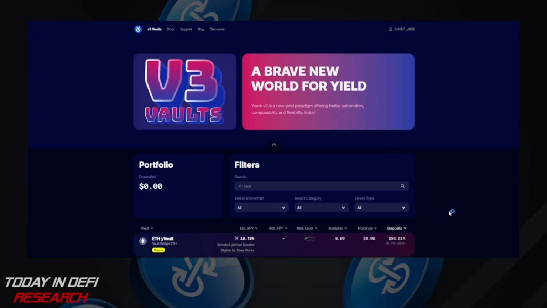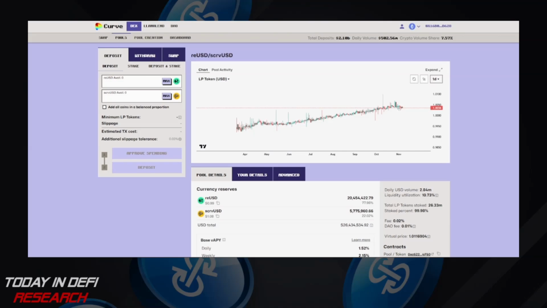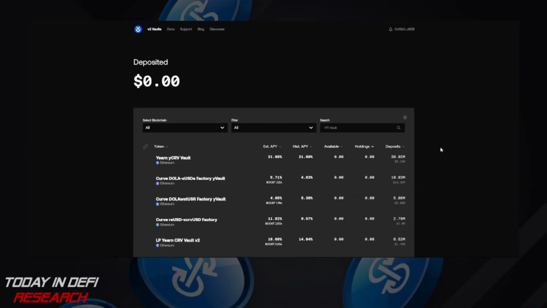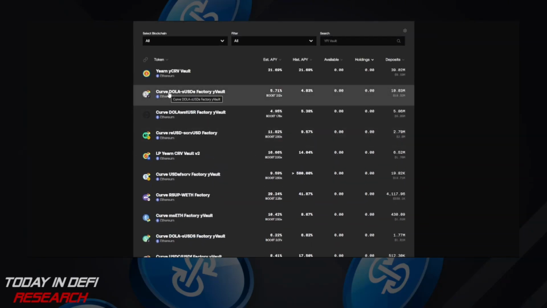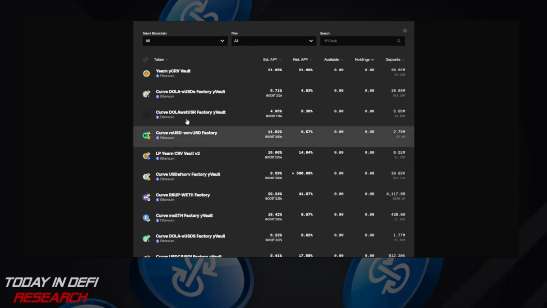Yearn has been in the space for quite a while, and right now they have their version 3 live here, V3 Vaults. If you might have used V2 Vaults in the past, you might know what V2 Vault is doing. The primary product is making vaults for Curve LP positions. So you can see here, most of the vault products are from Curve USDE, USDAF's SCRV Factory Vault, and DOLA SUSD vaults here.